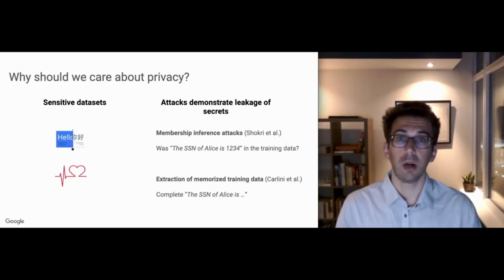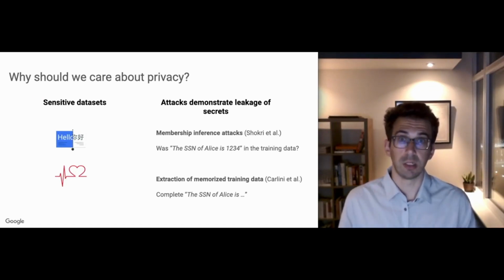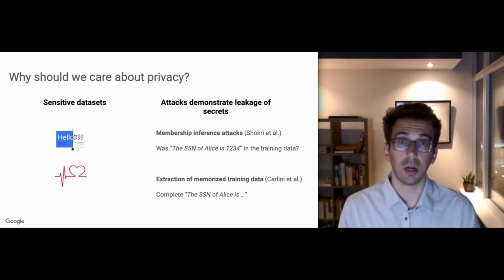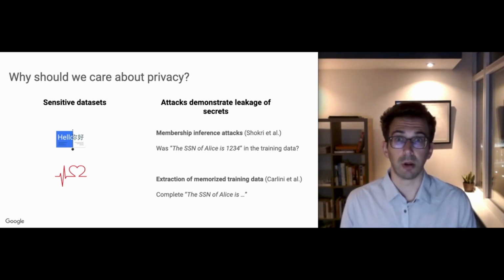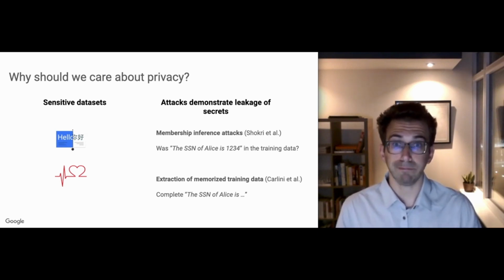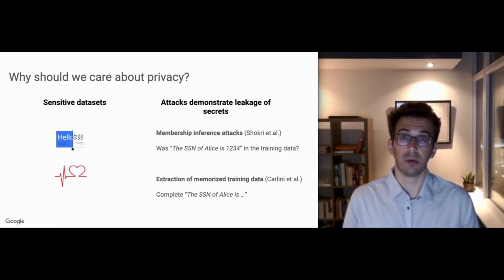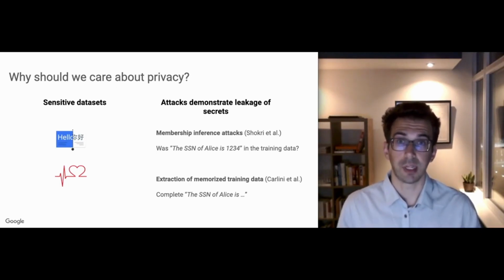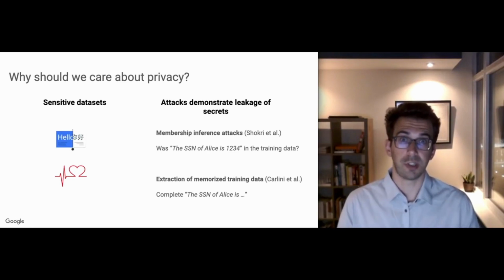So why should we care about privacy? Well, we all know that machine learning is being usefully applied to the analysis of sensitive data sets. This includes data that we find in healthcare, but also when building language models over private correspondence. And we also know from the research community that attacks have demonstrated leakage of secrets.